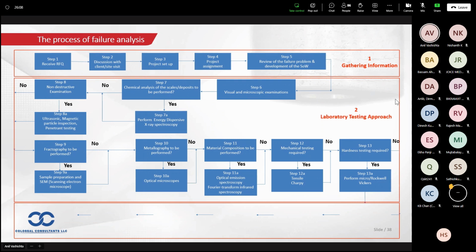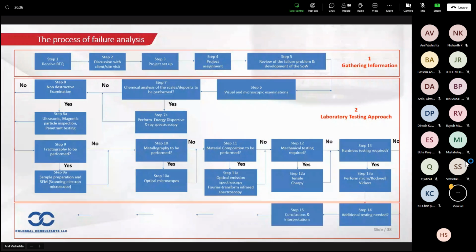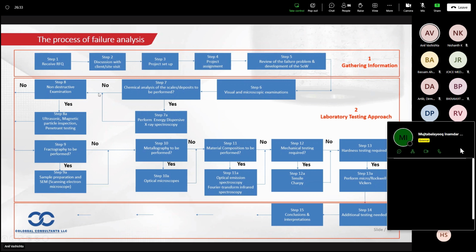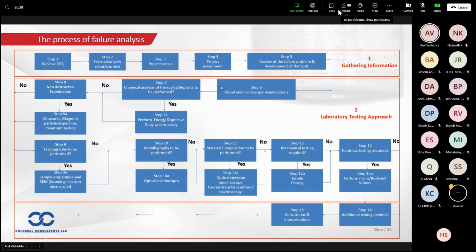So the second step is what we call the laboratory testing part. And then the third, we go to the additional testing as required. We do the conclusions and interpretations after compiling all the results, what we have gathered from here, as well as what we have gathered from the background information. We compile these, do analysis, and do conclusions and interpretation.